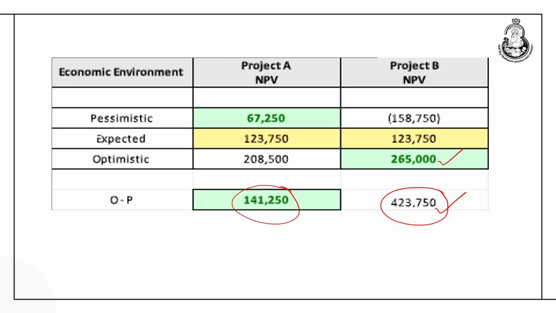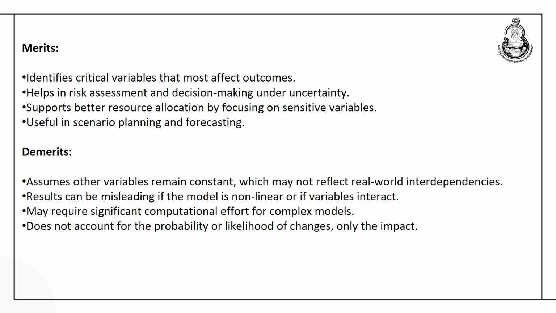Now, here lies the importance of attitude towards risk. If the management is a risk taker, they may take high risk for high gain, because the gain will be as high as 2,65,000. But if the management is very conservative, or a risk averter, then it may go with project A, because the range within which NPV lies is quite lower as compared to project B. So, this is the use of sensitivity analysis.